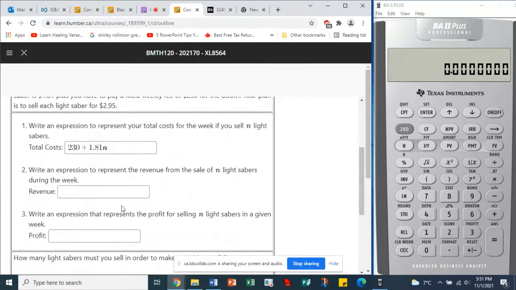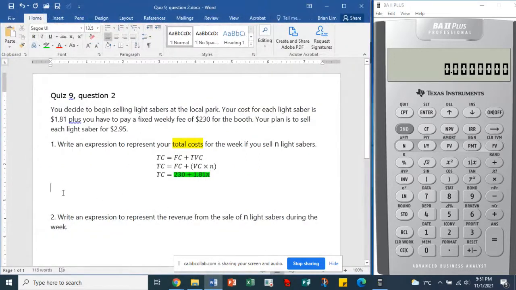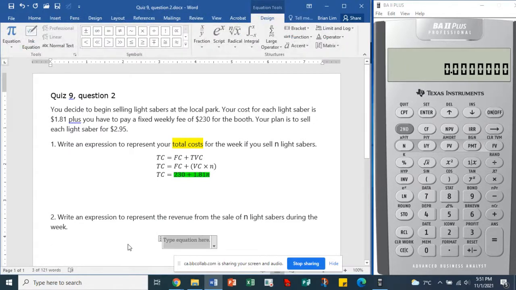All right, now what's the expression for the revenue? Okay, so how do we get the revenue? Well, the formula for the total revenue is TR is equal to what? S times X, okay? S times X, but in this case it's N, right? So what is that now?